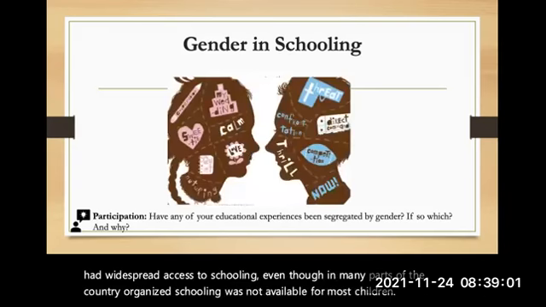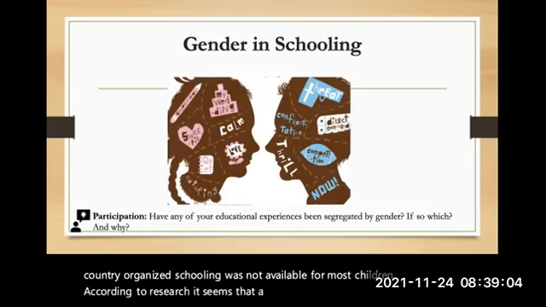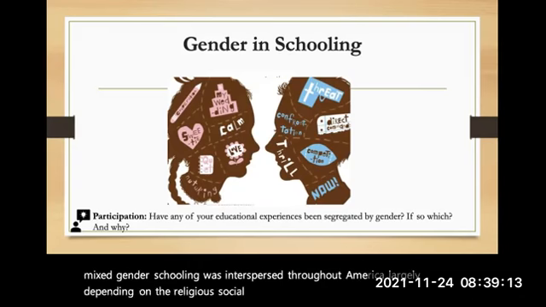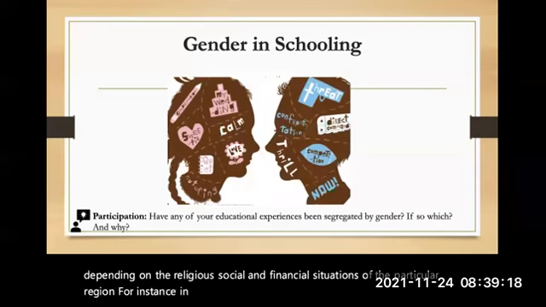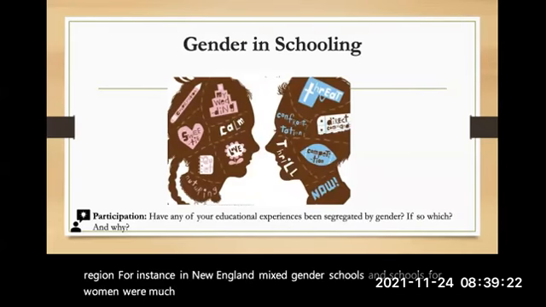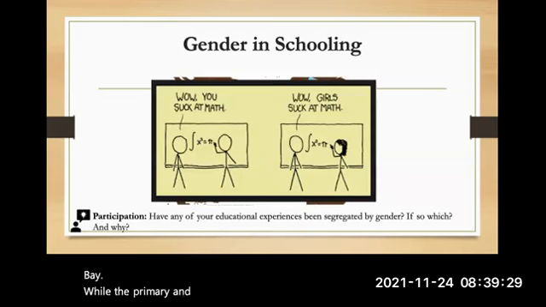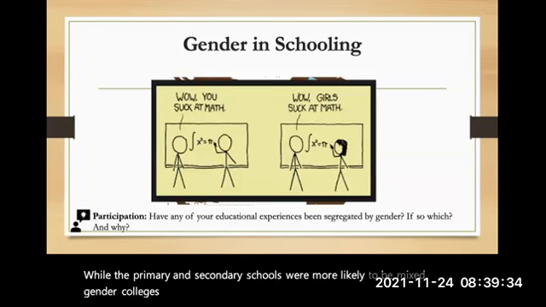According to research, it seems that a mixture of both single gender and mixed gender schooling was interspersed throughout America, largely depending on the religious, social, and financial situations of the particular region. For instance, in New England, mixed gender schools and schools for women were much more prevalent than in regions south of the Chesapeake Bay. While the primary and secondary schools were more likely to be mixed gender, colleges primarily stayed single gender.